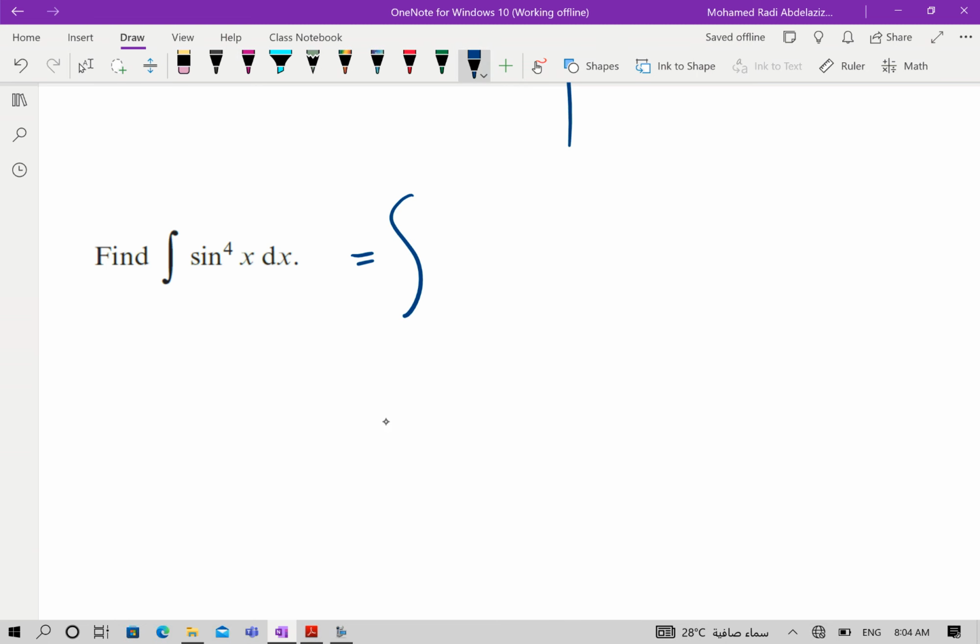You can remove sine power 4 and write it as sine squared x all to the power of 2 by dx. This step is clear? Yes. Sine squared all to the power of 2.